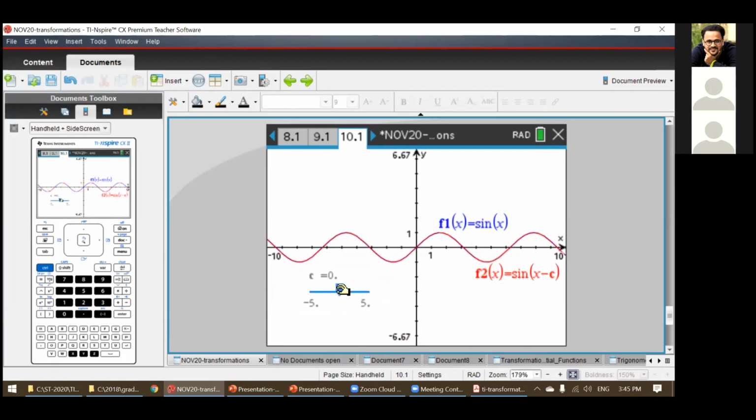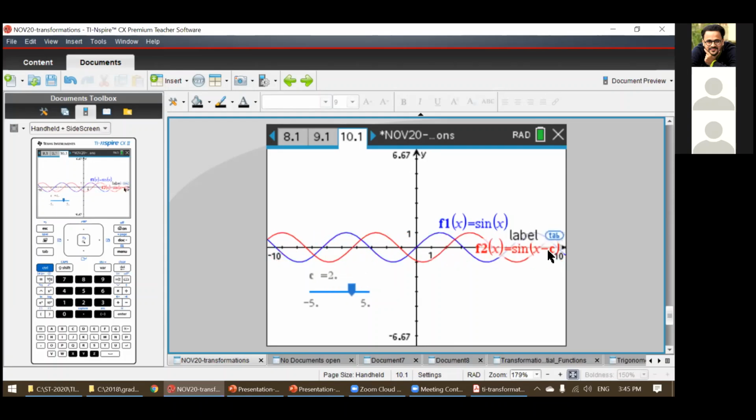Now you can see what happens when c is 0. That means when c is 0, you can obviously see that sine x is the same as sine of x minus c, right? Now, when you make c negative, and then make it more negative, it really feels like a nice ripple effect. So you can see that there is your horizontal translation here.